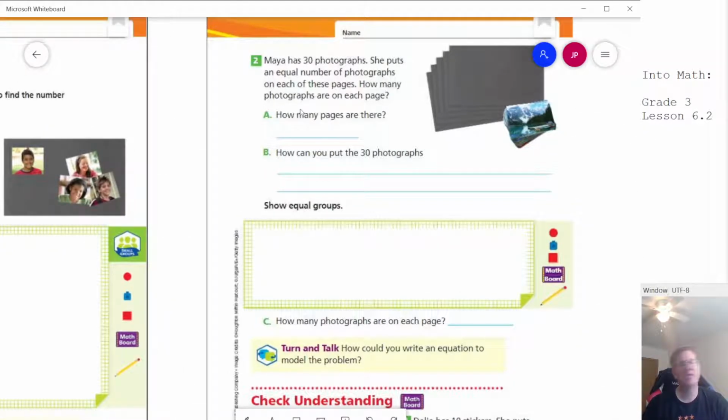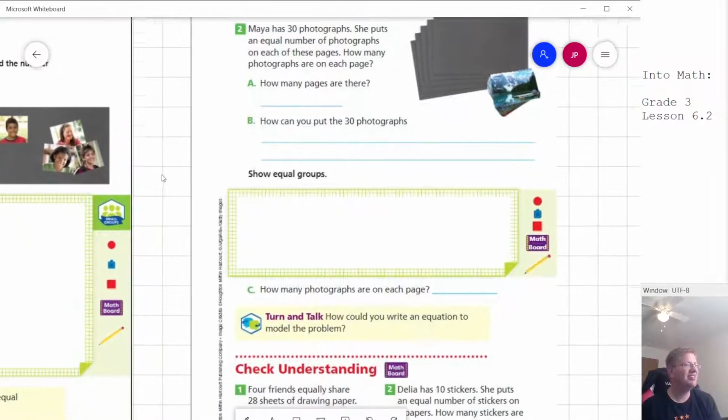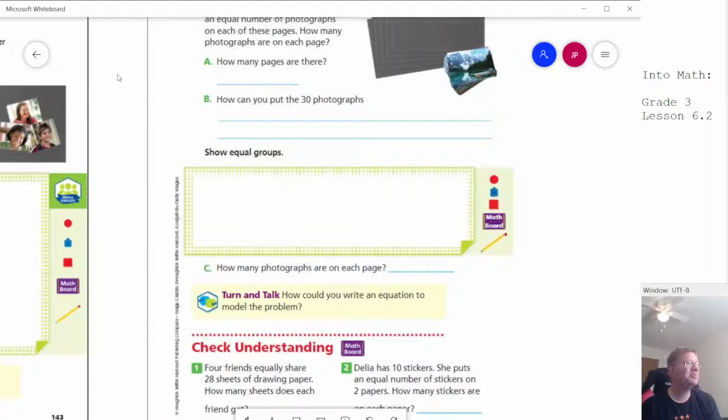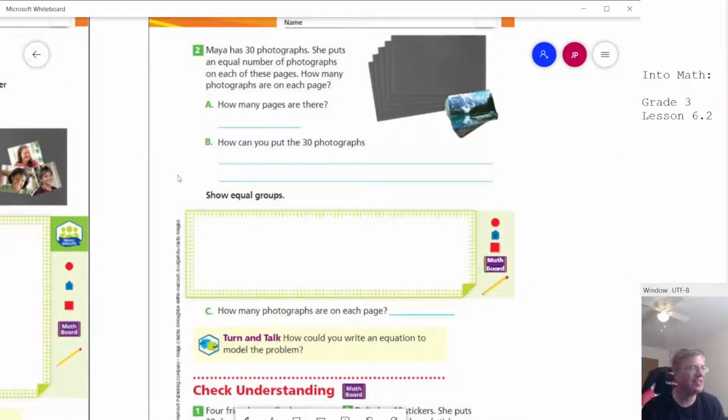Another example, we could do the same thing but work with 30. So we have 30 total pages. How can we put the photographs? I think the book meant to finish that, but the digital copy of the book occasionally leaves out things we've noticed. So how can we put them into equal groups is probably what they were talking about.